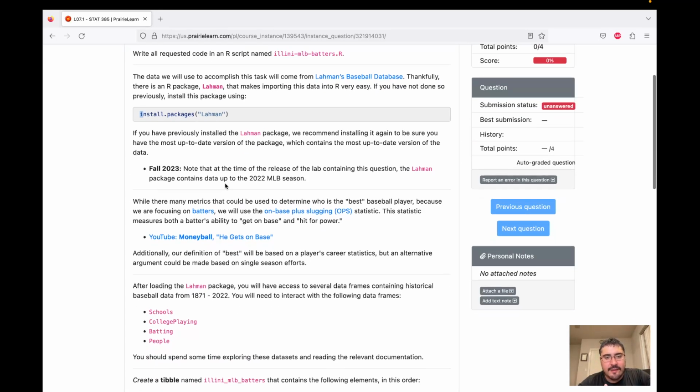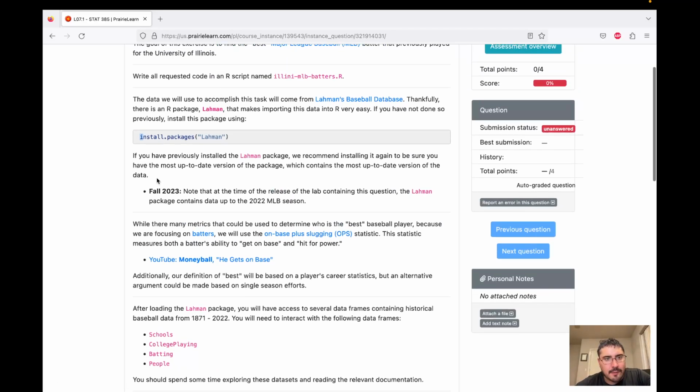Note that the version that I have, and I think it's still the version that's available right now, does not have 2023 data. So it's only through the 2022 season. If it has 2023 data, I don't think it's going to change anything for this problem. In fact, there may be more people, but the person who's the best shouldn't change.